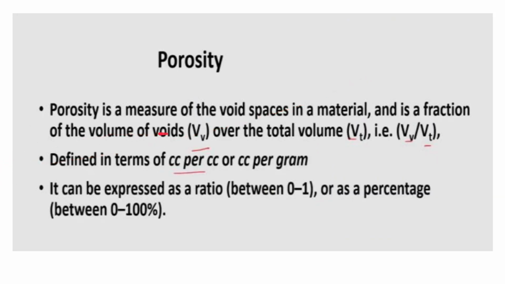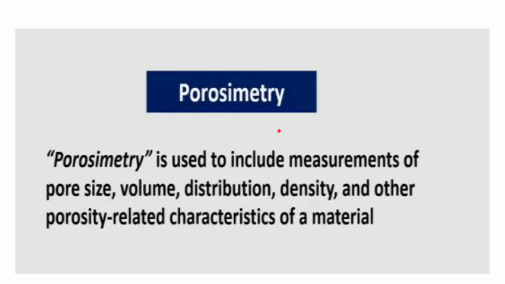Porosity is a measure of the void spaces in the material, and it is a fraction of the volume of voids, VV, over the total volume, VT. That is VV by VT, and it can be defined in cc per cc or cc per gram. It can be expressed as a ratio between 0 and 1 or a percentage between 0 and 100%.